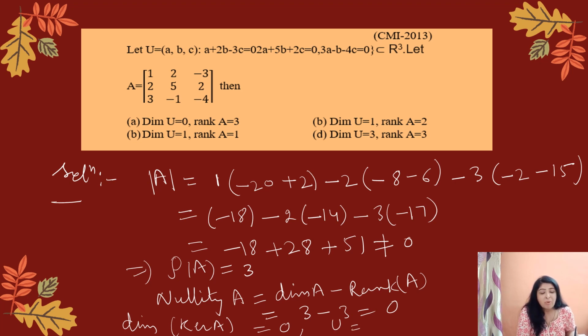Now what about U? U is equal to the kernel of A, because all elements map to 0. So the dimension of U comes out to be 0. So the rank of A is 3 and the dimension of U is 0. So option A is correct. Other options are wrong.